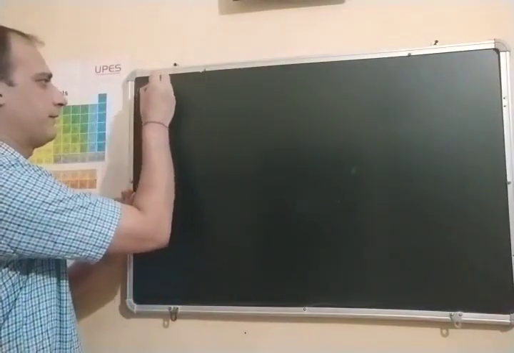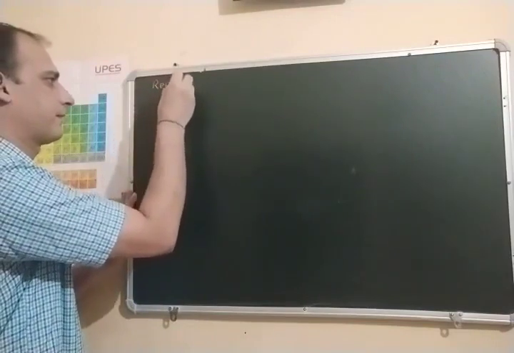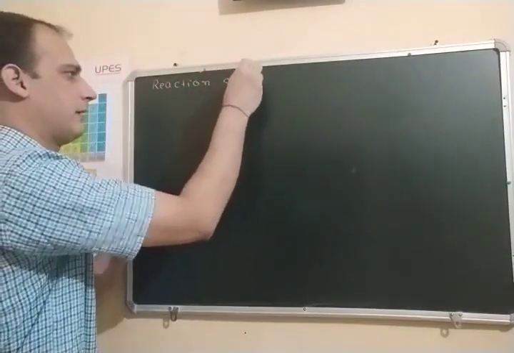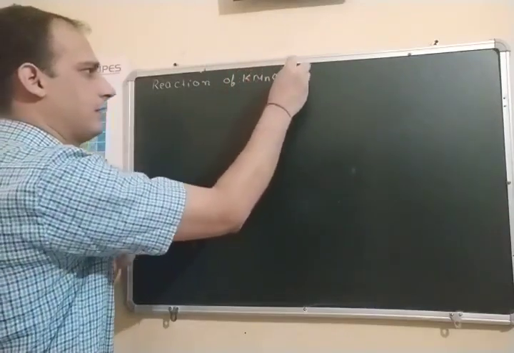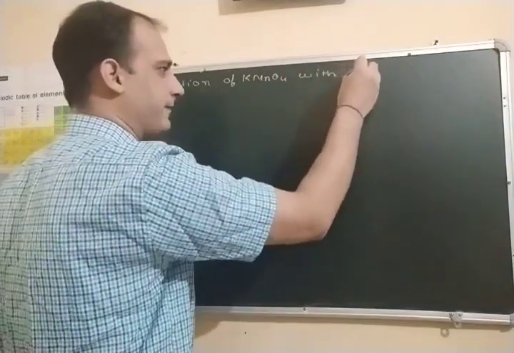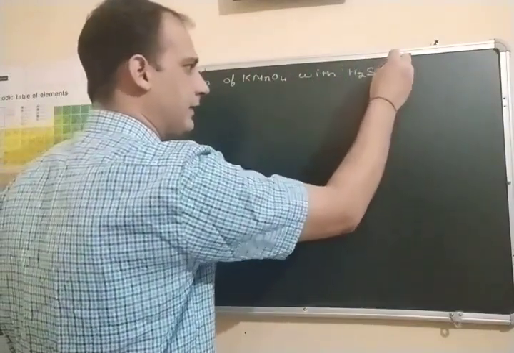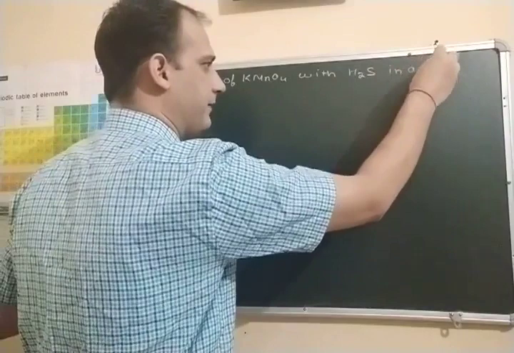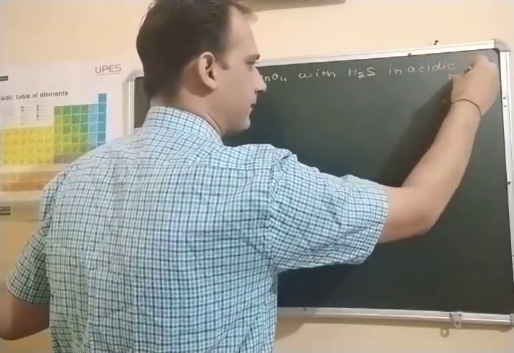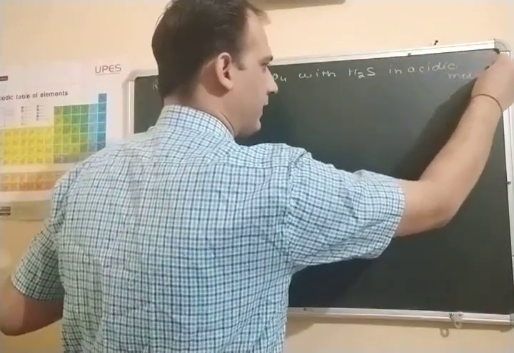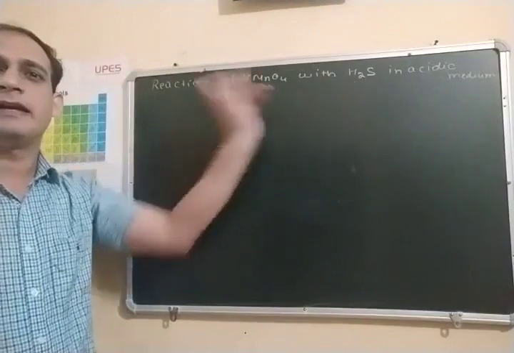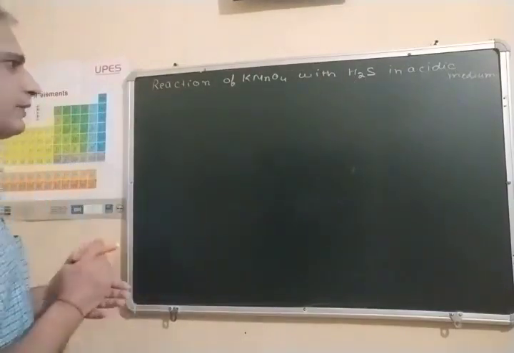a reaction of KMnO4 with H2S in acidic medium. Acidic medium. So the reaction is of KMnO4 with H2S in the presence of an acidic medium, in the presence of H2SO4.